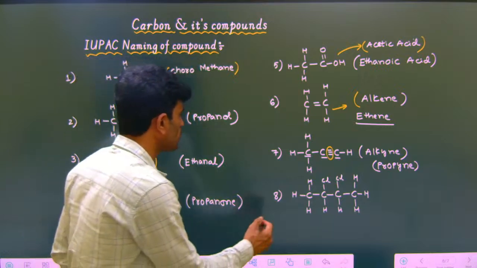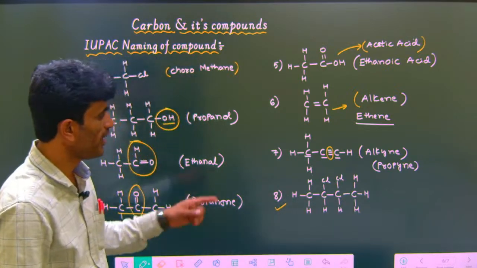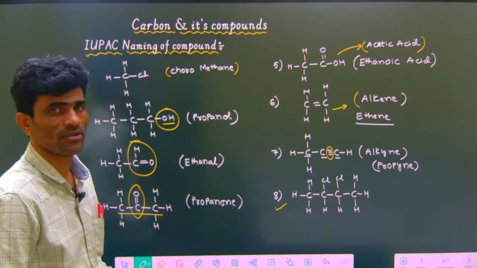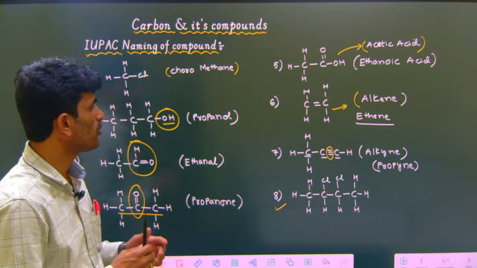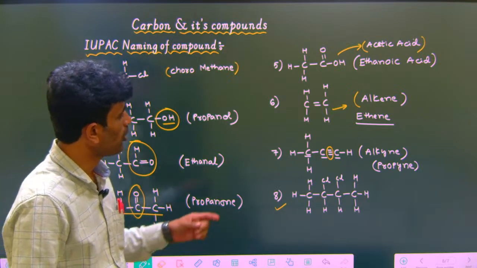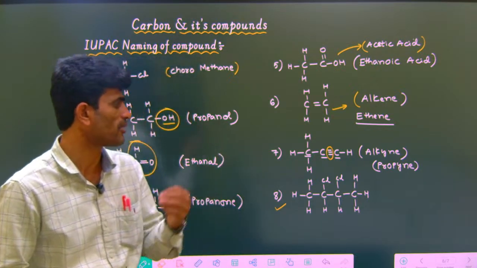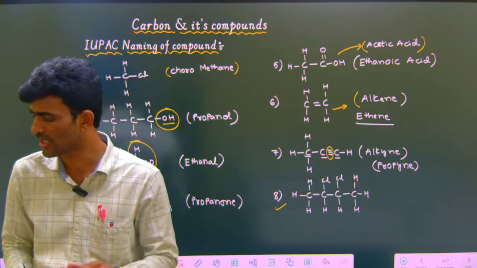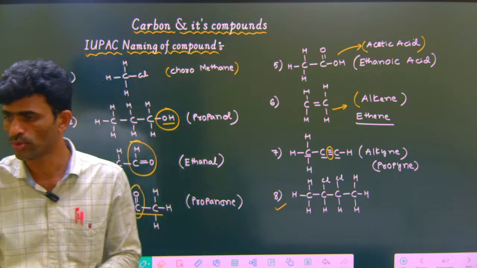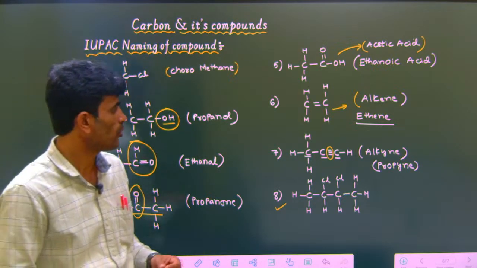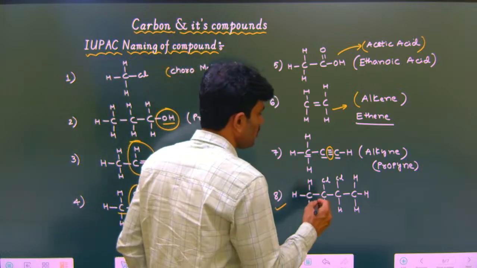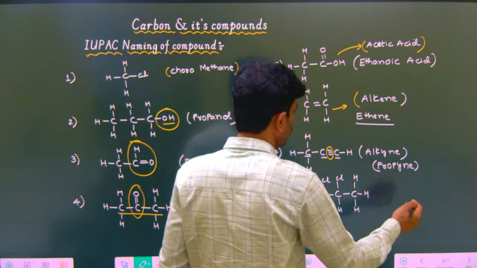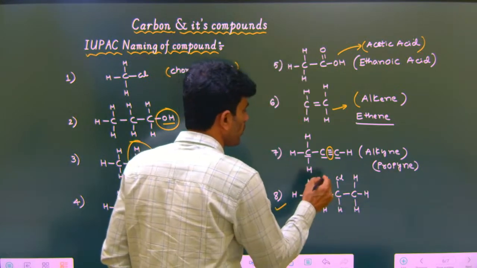Now coming to the last one, again you have chlorines. So it is a halogen group, chloro should come. And how many carbons are there? 4 carbons are there. When 4 carbons are there, we call it but-. So it should be chlorobutane, but you have 2 chlorines.